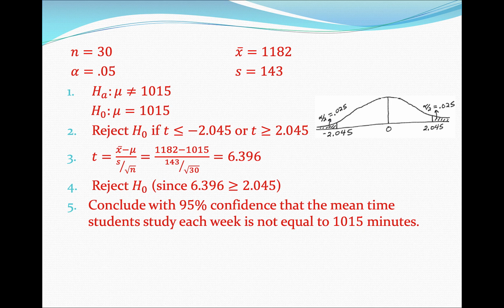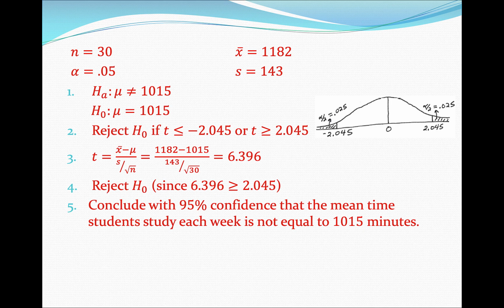So let me just talk a little bit about why this process works. Hopefully you're getting the process down at this point, but let me talk a little bit about what we're really doing here and why it works. The key to any hypothesis test is that test statistic. Like in this case, you get a test statistic of 6.396.